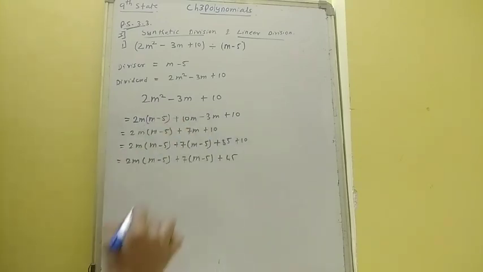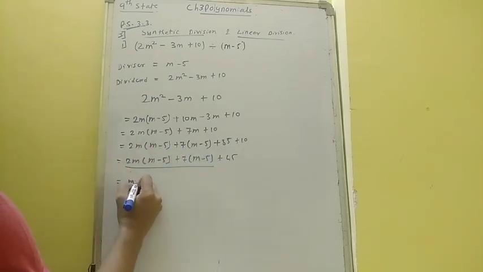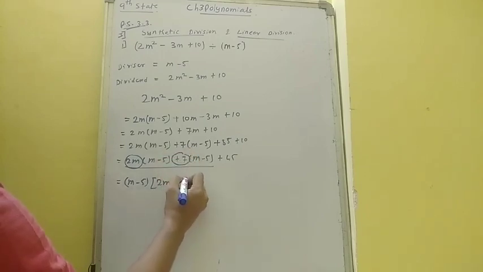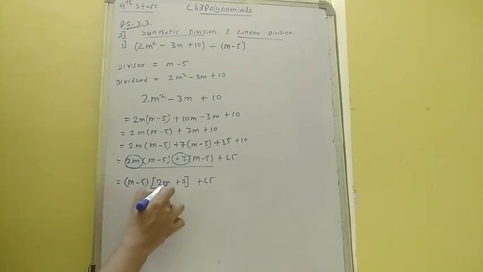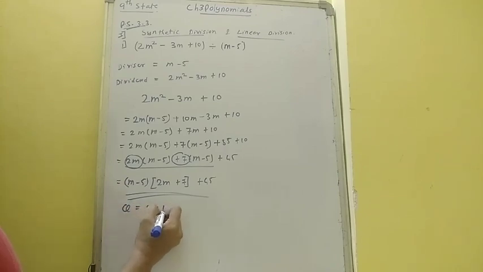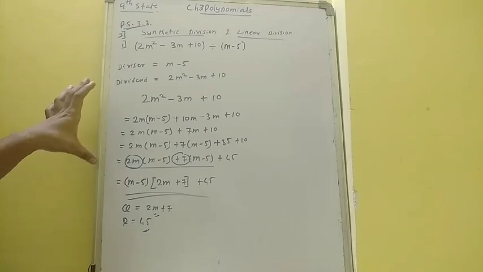Now we cannot take anything common from this term, so we'll see the other terms. We can take common m minus 5. What is remaining inside? 2m plus 7, plus 45. So divisor multiplied by quotient plus remainder. We can say that the quotient is 2m plus 7 and the remainder is 45. So this was the linear division for the first one.